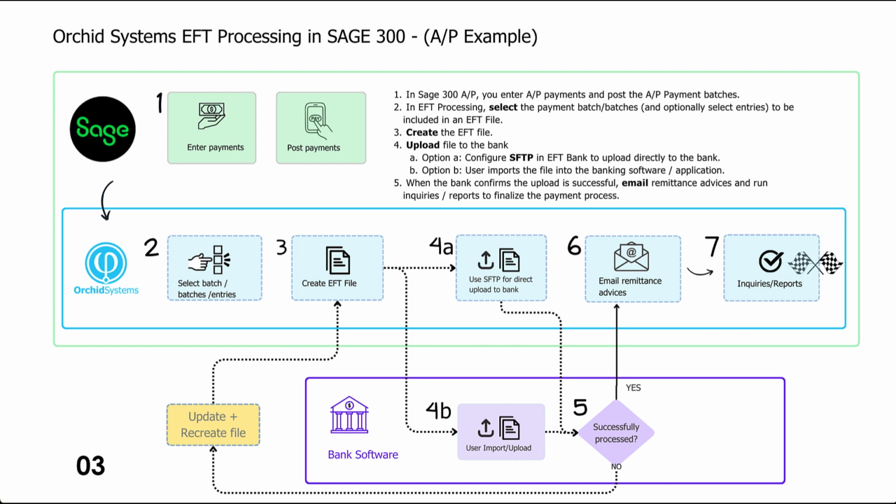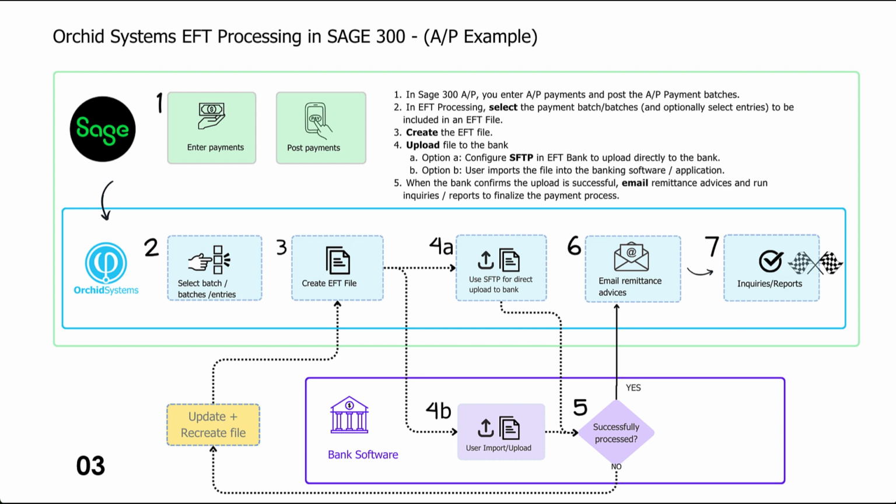The process for EFT processing is, once the payments have been entered and posted, EFT processing allows you to select the entries to include them in an EFT file, to create the EFT file. If you're using SFTP and the bank supports this, it will directly SFTP the file to the bank. And once the bank has processed the file, you can email the remittance advices, and you have all the inquiries and reports available for subsequent reporting.